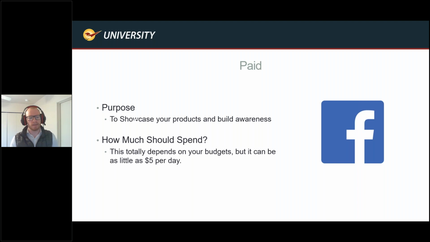So how much should you spend? This is a question we also get a lot when it comes to paid advertising. You can spend honestly as much as you want. The minimum that you have to spend is $5 per day. So for 30 days, roughly a month, that's only $150 in 1 month.